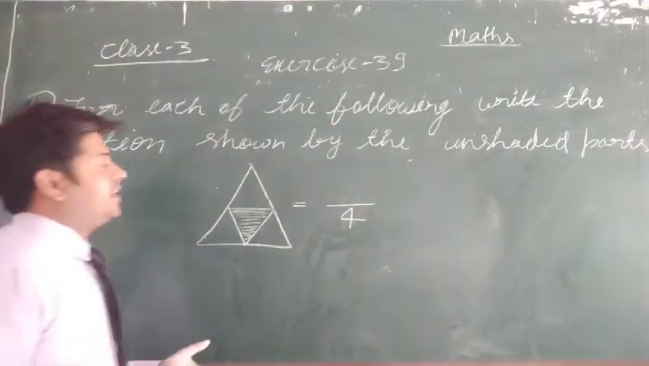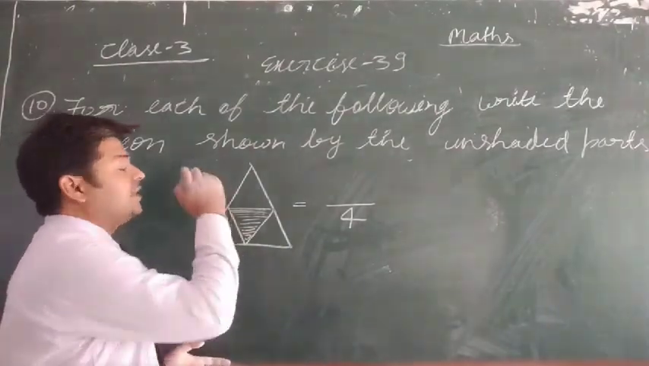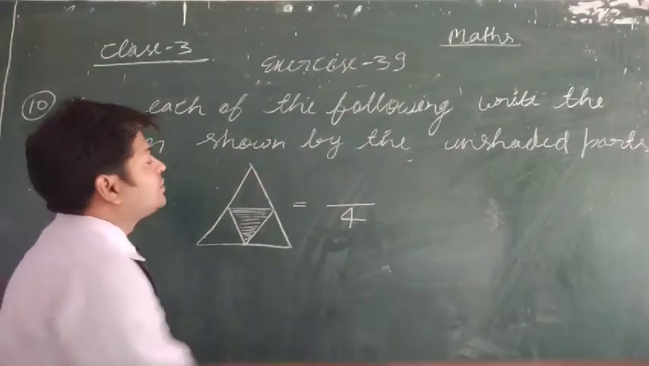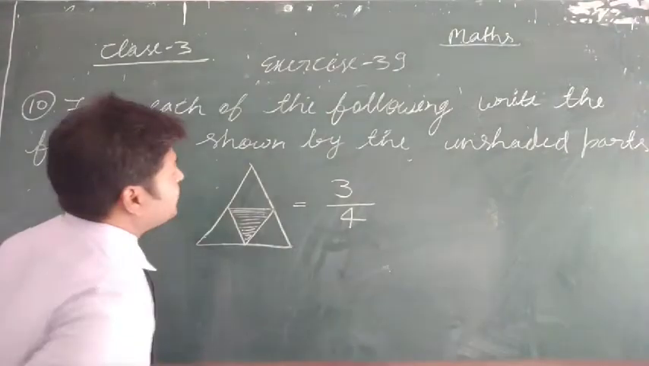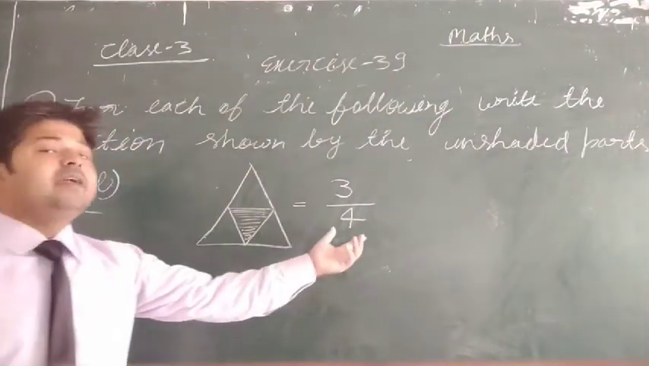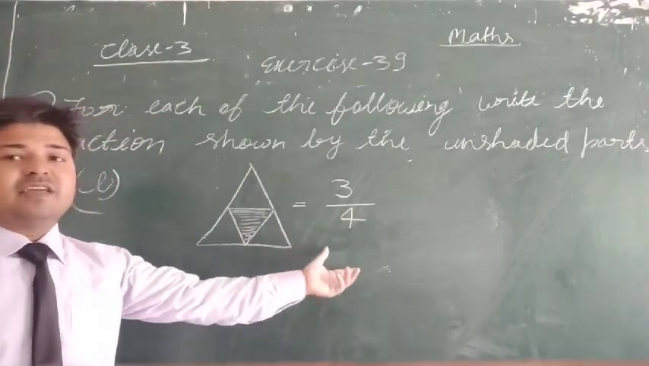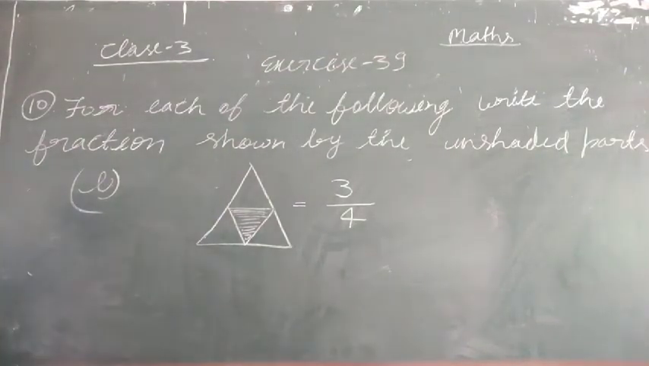So 1, 2, 3, there are 3 unshaded parts, so the unshaded part will be upside and the total number of parts will be downside. Here is the fraction 3/4. So like this you have to write in question number 10.